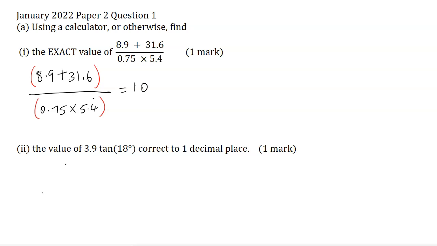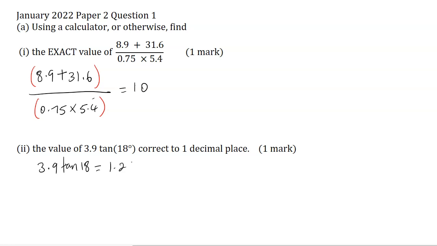In part 2 here, they want us to find the value of 3.9 tan 18 degrees correct to 1 decimal place for 1 mark. Now, when you're doing this calculation on your calculator, just ensure that your calculator is in degrees mode. If it is in radians mode, you will get a different answer. So I will type here 3.9 tan 18, and I'm going to write out the first 4 digits.